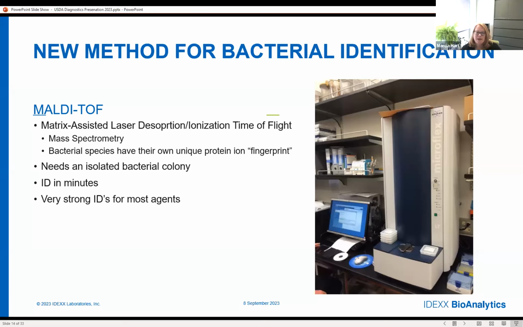The process is that I need to isolate a single bacterial colony in order to do this. It takes just a few minutes, and then we get very strong IDs for most agents. Agents that we might not be able to identify because they don't exist in the library, there's other methods that can be used, but those agents are really quite rare. These libraries are very broad, and they contain a variety of human and animal agents.